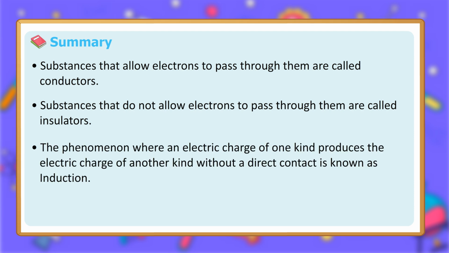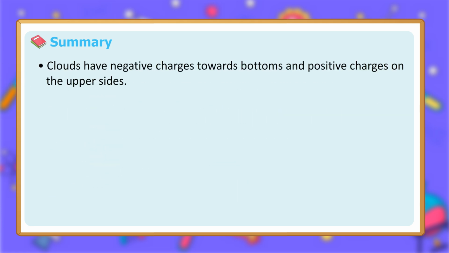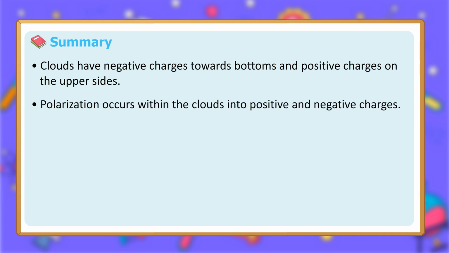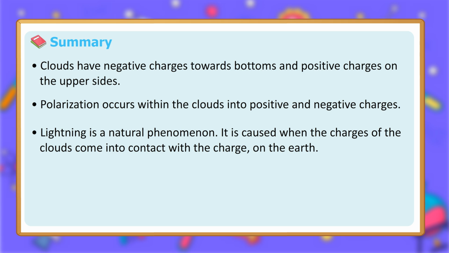The phenomenon where an electric charge of one kind produces the electric charge of another kind without a direct contact is known as induction. Thunder is a best-known phenomenon of induction. Clouds have negative charges towards bottoms and positive charges on the upper sides. Polarization occurs within the clouds into positive and negative charges. Lightning is a natural phenomenon. It is caused when the charges of the clouds come into contact with the charge on the earth.